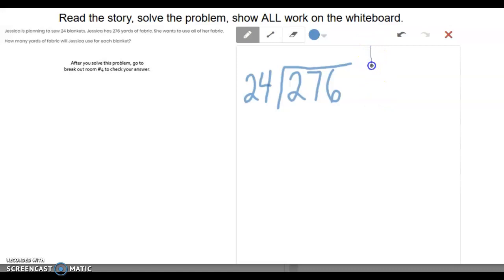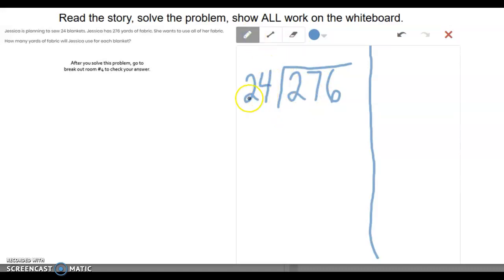Okay, I'm going to draw an uneven line here, as straight as I can, where I'm going to do some trial and error work over on this side here. So let's start. Can I put 24 into 2? Nope, you should say no, you can't do that. How about 24 into 27? Yes, you can, because 27 is greater than 24. So we can do that.